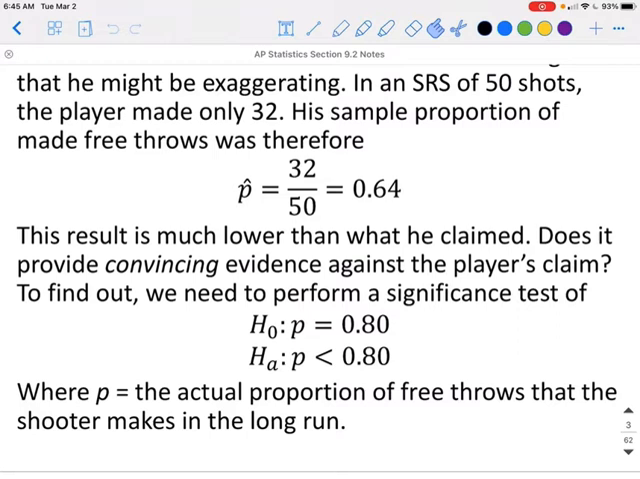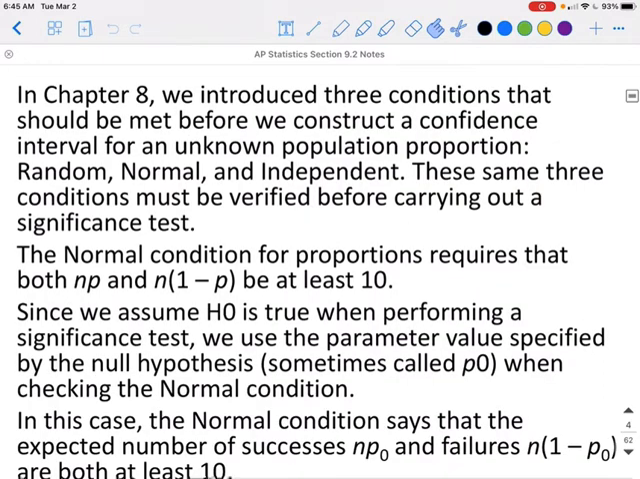So our null hypothesis is that p equals 80%. The alternative is that it is less than 80%, where p is the actual proportion of free throws that the shooter makes in the long run.